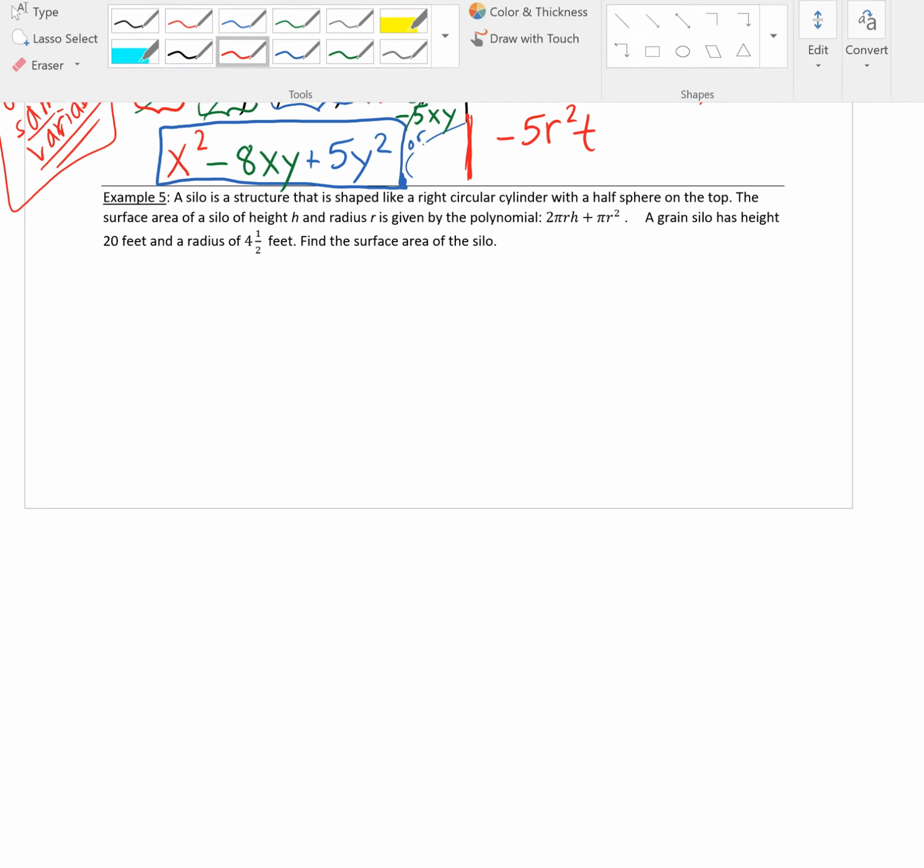Alright, and I think those are the only ones. If there was a third term that was the same, I'd combine all three of them. But I only see those guys. I think they're the only ones that are like terms there.